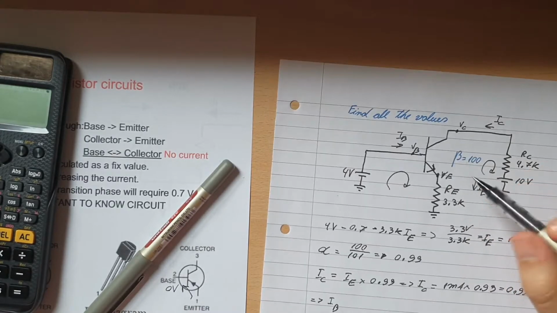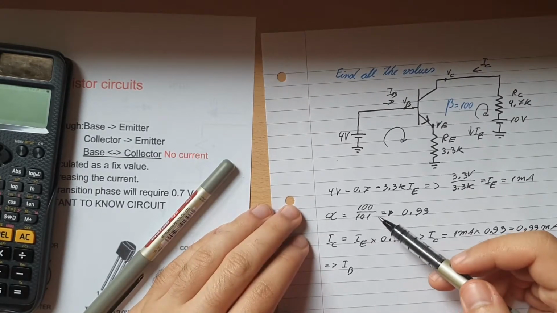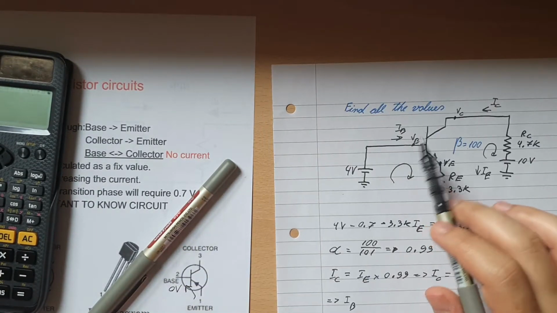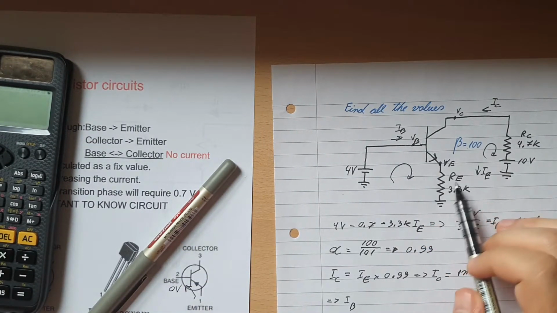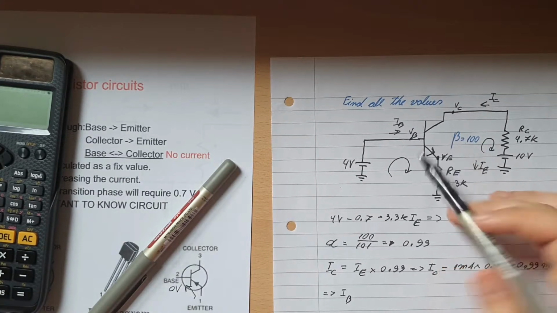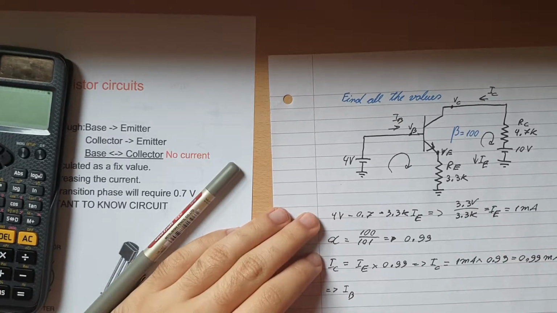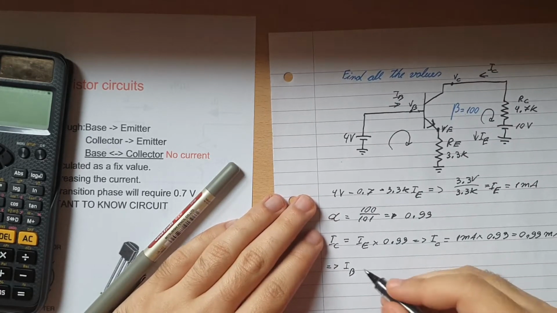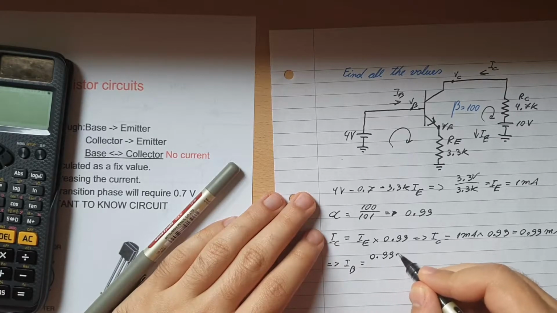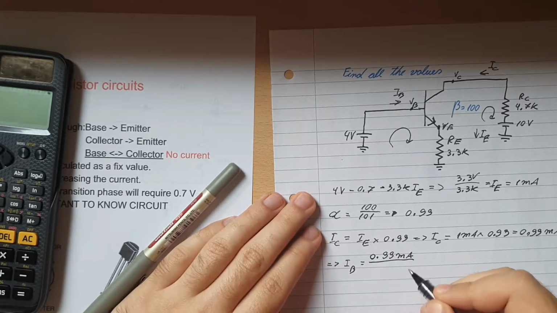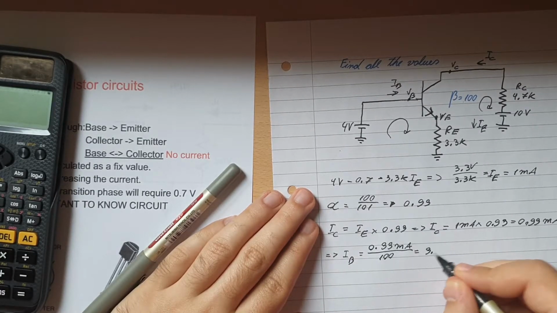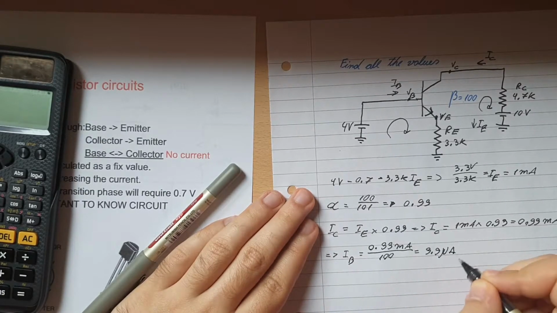It's kind of like calculating backwards with the alpha, but it gives you the advantage in case you cannot calculate the IB, in case there was no resistance here as well, and the only thing you had to go on was IC or something like that. Okay, so IB will be equal to 0.99 milliamps over 100, and that will be equal to 9.9 microamps.